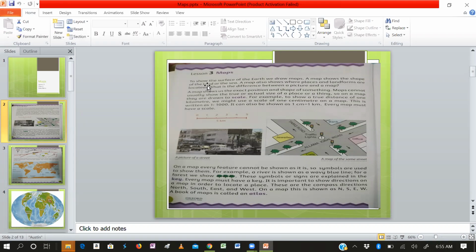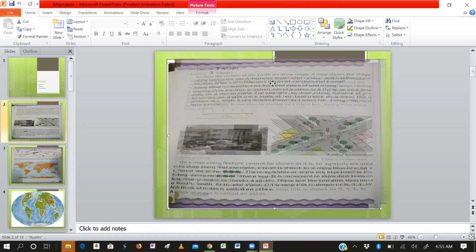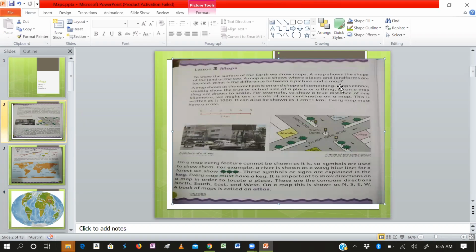Let me read. To show the surface of the earth, we draw maps. A map shows the shape of the land or the sea. A map also shows where places and landforms are located. What is the difference between a picture and a map? This is a question which we shall deal with later once I have read this text. The next paragraph: a map shows us the exact position and shape of something. Maps cannot usually show the true or actual size of a place or a thing.